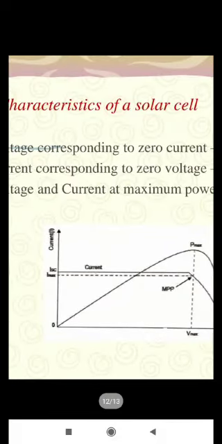Now coming to the IV characteristics of a solar cell. As you all know, the IV characteristics means the current voltage variation of a solar cell. So it is shown here. When no load is connected to the solar cell, the voltage corresponding to zero current is called the open circuit voltage, represented as VOC. So when no load is connected, the output voltage corresponding to zero current is known as the open circuit voltage VOC.